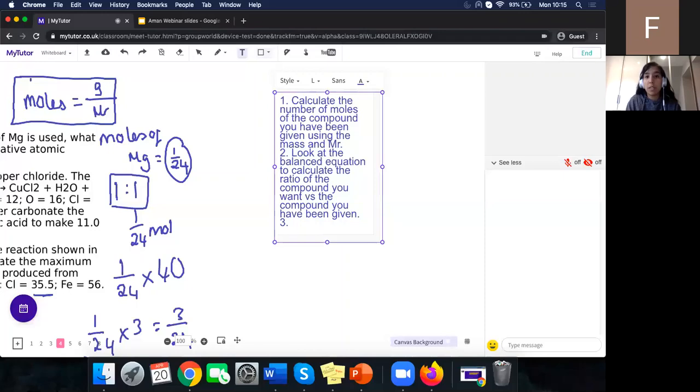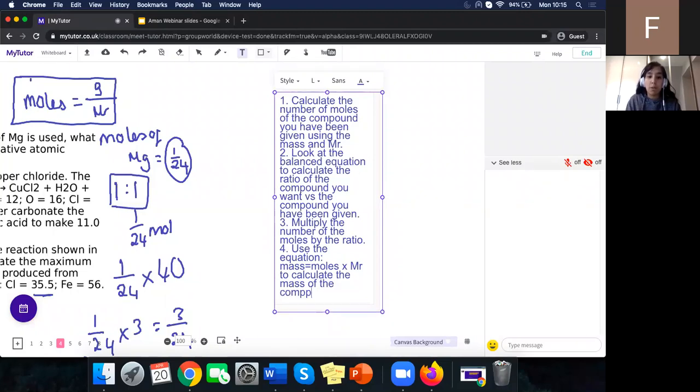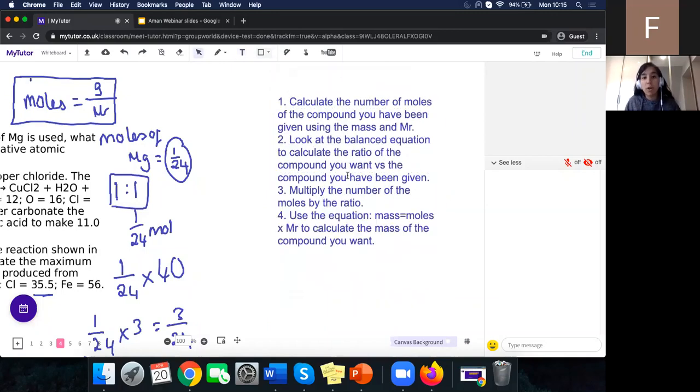And then we obviously multiply up our number of moles. So if it's a 1-to-1 ratio, the number of moles will stay the same. If it's a 1-to-2 ratio, we multiply our number of moles times 2. So then multiply the number of moles by the ratio. And then we just use the equation. And in this case, it would be that the mass equals moles times the MR to calculate the mass of the compound you want. So that's the 4-step method then. These questions are all 3 marks, the ones that we've done here.